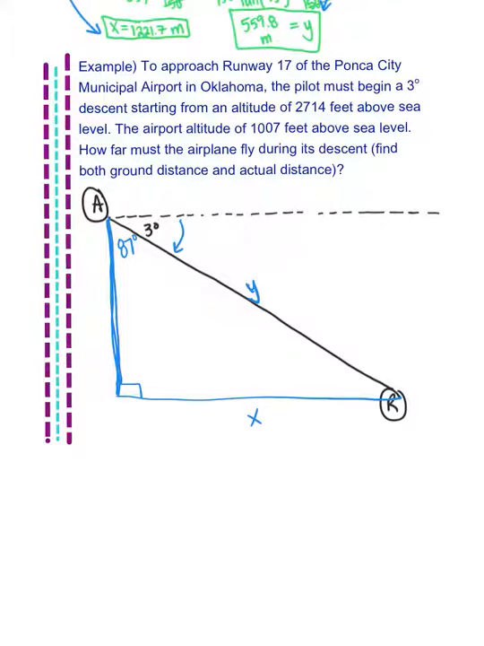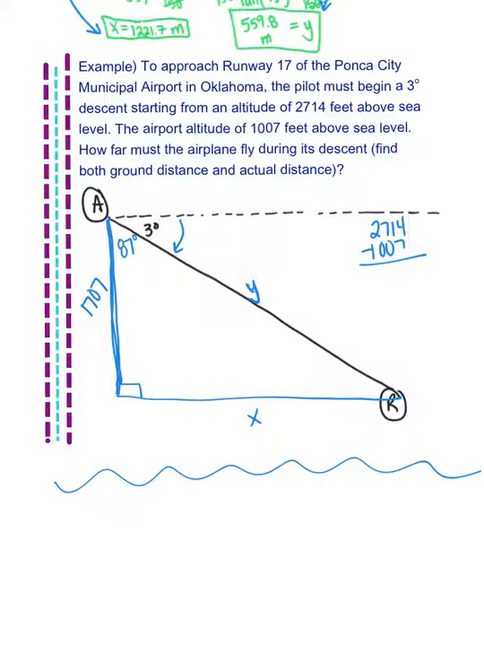Now they're saying that he's at an altitude of 2,714 feet above sea level, but the airport is also above sea level. So if I'm drawing sea level down here, to get the actual height to the runway, I need to subtract those two numbers. So if I take the 2,714 minus the 1,007, I'm going to get that vertical distance that I need of 1,707 feet.